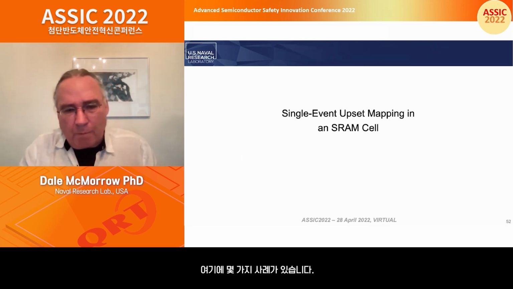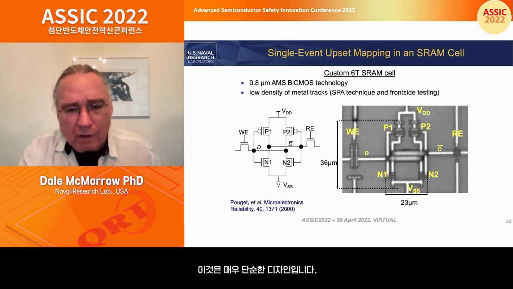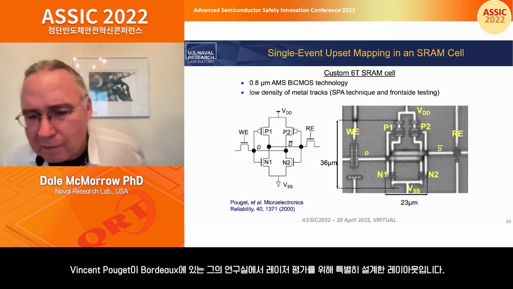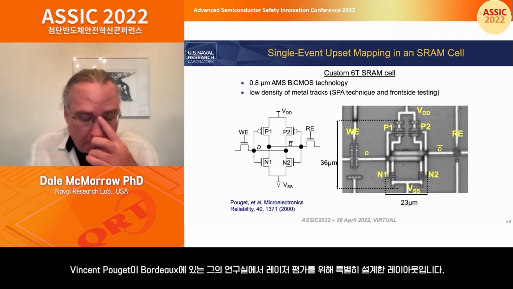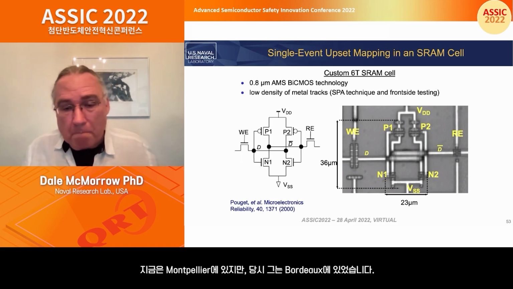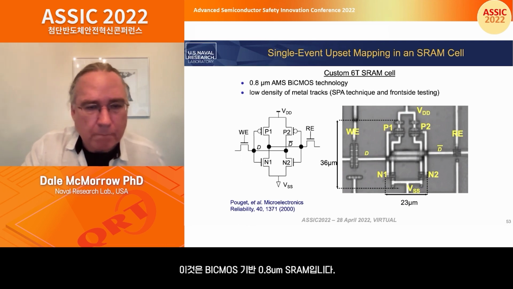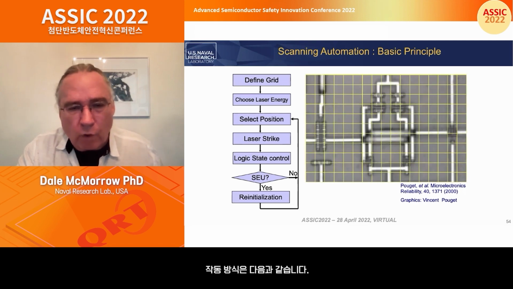Okay, so a few examples here. Single event mapping in an SRAM cell. This is a very simple design. It's a test structure that was specifically designed for laser testing by Vincent Pouget and his group in Bordeaux. Now at Montpellier, but back then he was at Bordeaux, and this is what the SRAM looks like: 0.8 micron CMOS technology.